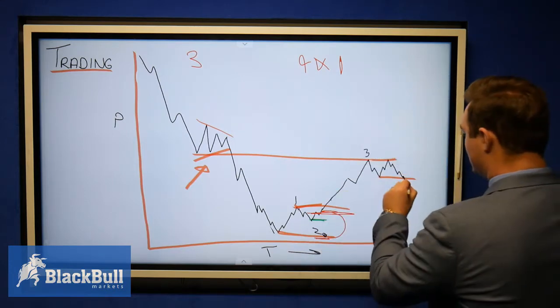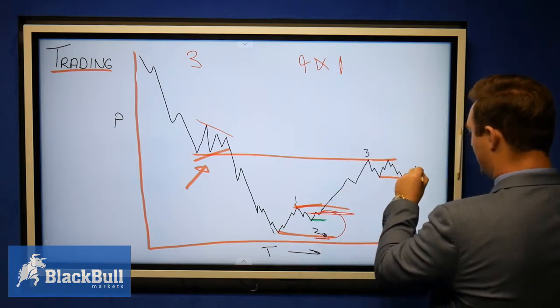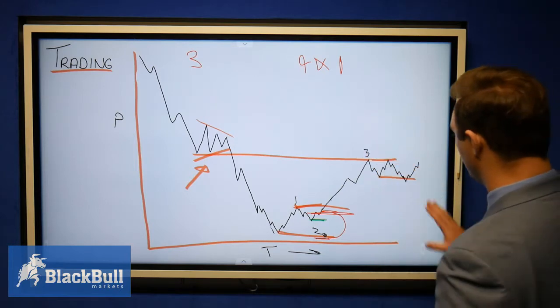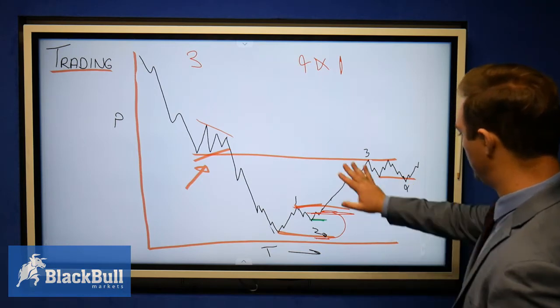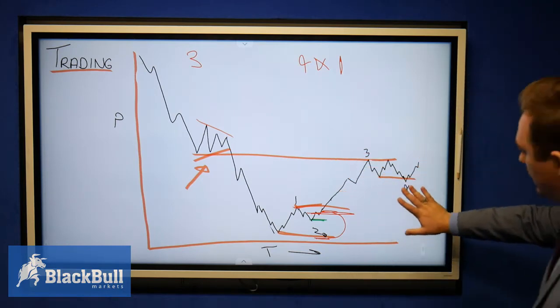Okay. Now we see a 5-wave structure back to the upside. Now that beautifully indicates our initial 4th wave. We know, okay, cool. Let's see if we can find anything in here.